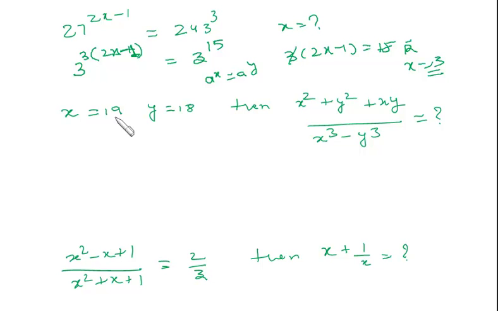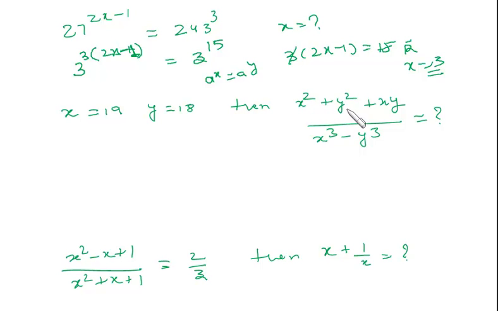Now x is equal to 19, y is equal to 18, find the value of this expression. See, whenever you see the big values of x and y in this sort of expression, never put the values of x and y in the expression. It will be unnecessary time wastage for you. Definitely there is some algebraic relationship or formula or expression behind this particular question, right?